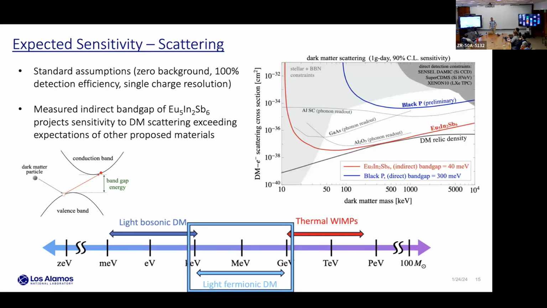So the punchline of all that, where does this get us? We compare the measured properties of these materials with other projections for dark matter experiments. We make these standard assumptions: 0 background, 100% detection efficiency, and single charge resolution. Obviously not all of those are completely physical, but it's the same assumptions the other people make. So if you want to compare apples to apples, you have to make the same silly assumptions.